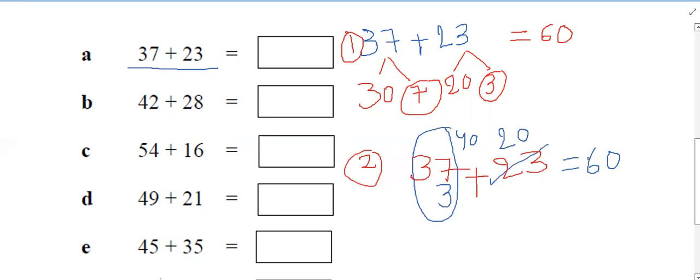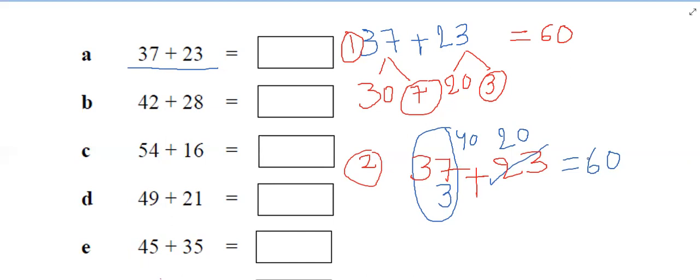Anyone explain C? The method is of your choice. You may complete 54 or you may complete 16 or you may split and then add. So 54 plus 16 is the question. To complete 54 to be 60, we'll need 6. So we're going to take 6 from 16 and this is going to become 60 and that's going to become 10. So 60 plus 10 is equal to 70.